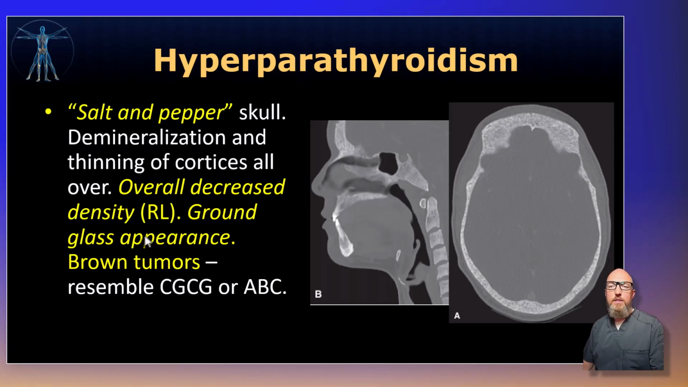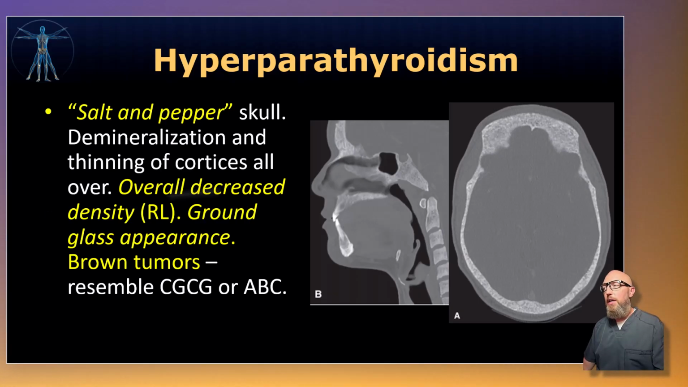Demineralization and thinning of cortices everywhere, overall decreased density, ground glass internal appearance, and that's somewhat unique. I wouldn't say it's pathognomonic for this, but when you have that generalized ground glass appearance, it's because of this in a lot of cases. And that should lead you at least first to think of hyperparathyroidism.